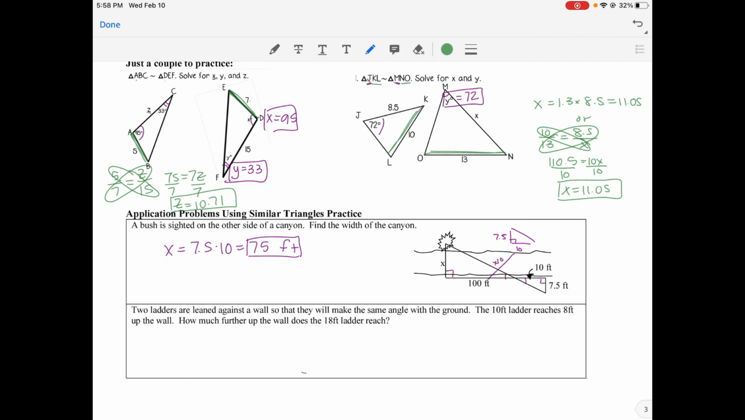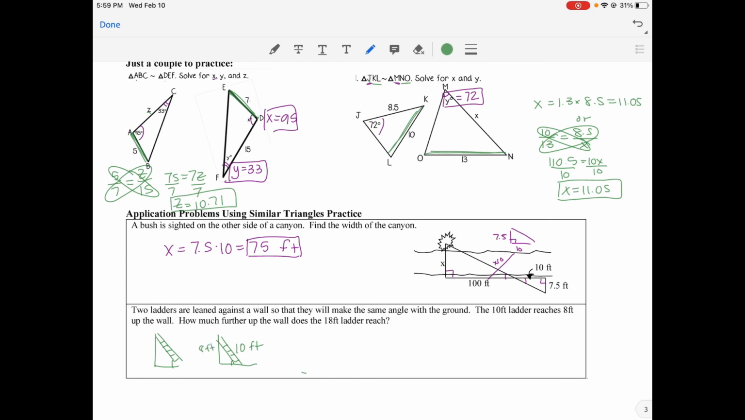Okay. Last but not least, you got two ladders that are leaning up against a wall that make the same angle to the ground. So you got a wall, you've got this first ladder, and it's making this angle with the ground, and you got a wall, and then the same angle, but you got a second ladder. Okay, not necessarily drawn to scale. The 10-foot ladder reaches 8 feet up the wall. So 10-foot ladder, so that's going to label the hypotenuse there, reaches 8 feet up the wall.